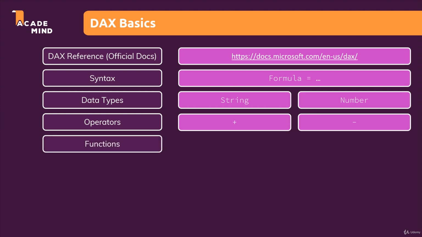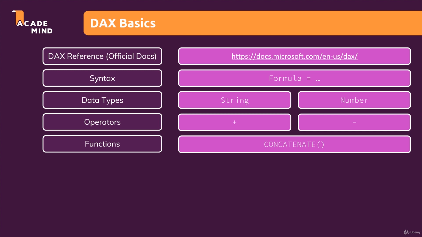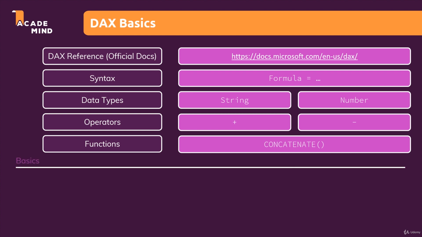And we'll have a look at functions, of course. Functions like CONCATENATE, which we use to combine two strings, are one of the core concepts in DAX, as these allow you to apply very powerful calculations in a very easy and straightforward way. Now, these are all the DAX basics, so to say. These are the things you have to know to work with DAX.